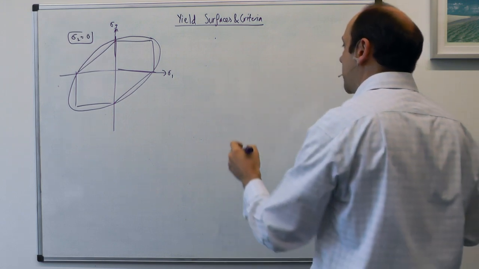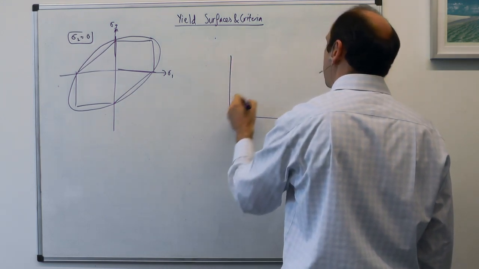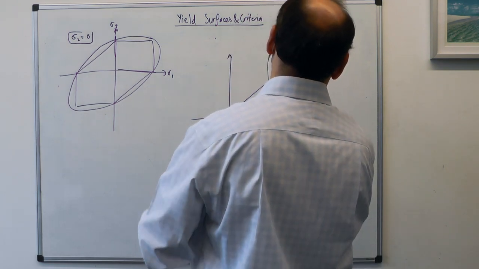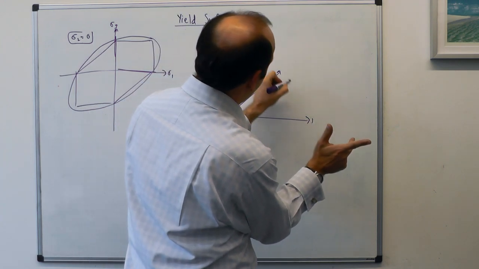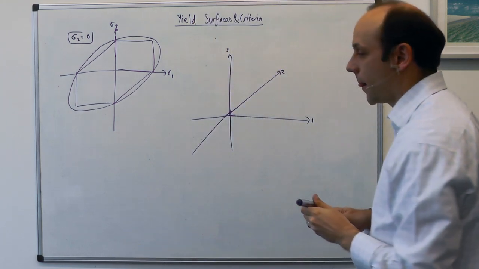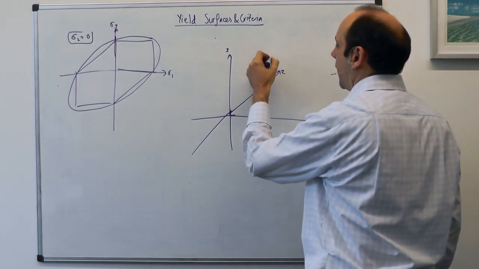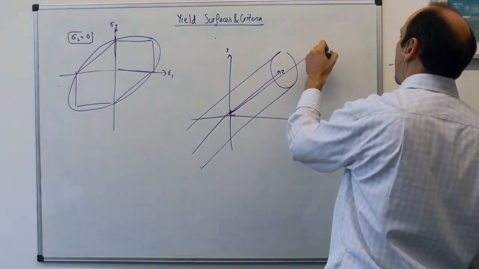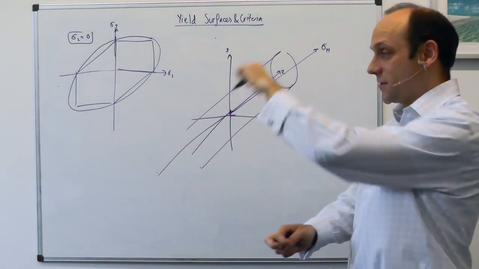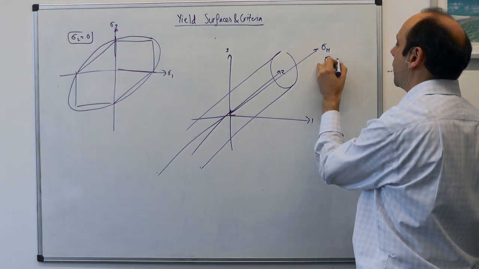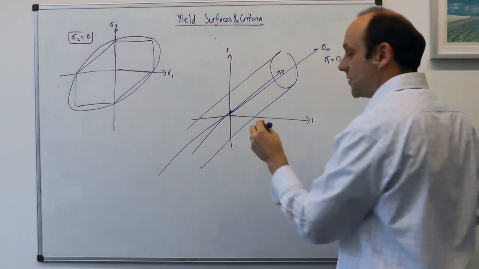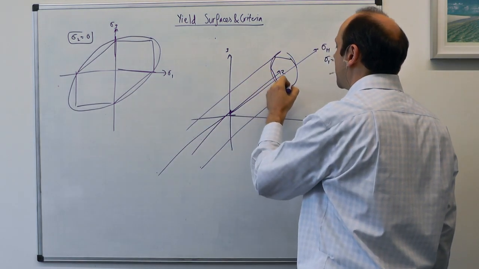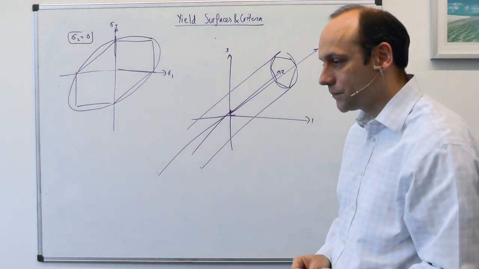Now, if I imagine going back to my real 3D set of axes, let's draw it like that. So let's call these the 1, 2, and 3 axes for my principal axes. What I would have is a cylinder, which is the von Mises criteria, going down the 1, 1, 1 axis, so the sigma h axis. So if I imagine an axis that comes out of a pure hydrostatic stress, sigma 1 equals sigma 2 equals sigma 3, then the von Mises criteria is a cylinder wrapped around it. If I'm inside the cylinder, it doesn't yield, and if I'm outside the cylinder, it does. And the Tresca criteria actually looks like a hexagonal prism wrapped around that hydrostatic stress axis. And that's what's drawn in the notes.